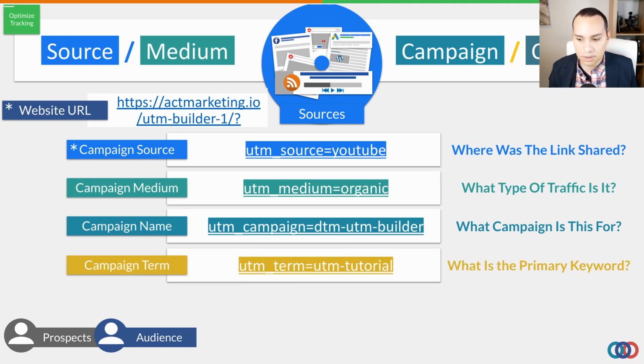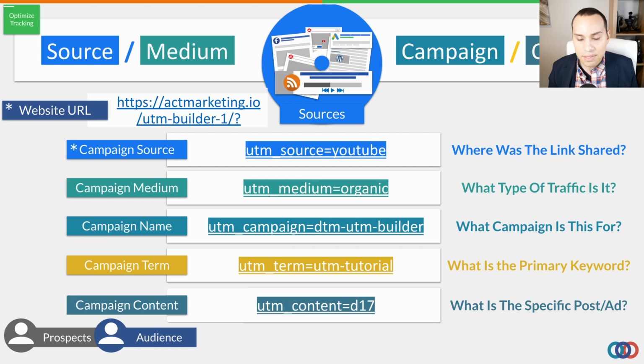Then we have campaign term. For the most part, I recommend not using this unless you are running PPC ads or pay-per-click ads on a search platform like Google, like running basic Google search ads or Bing ads for some reason, right? And then we have campaign content. This is where you define the exact post or ad that is being used.